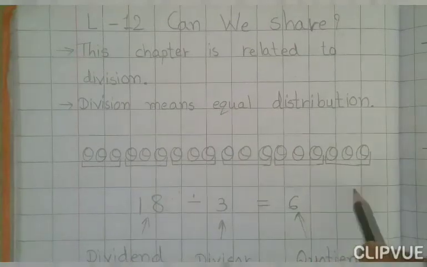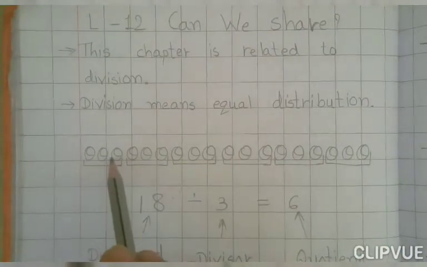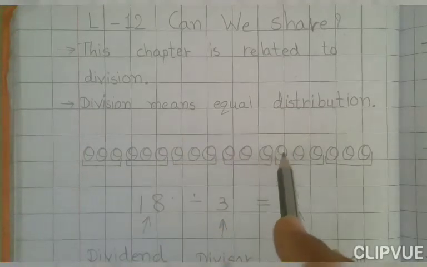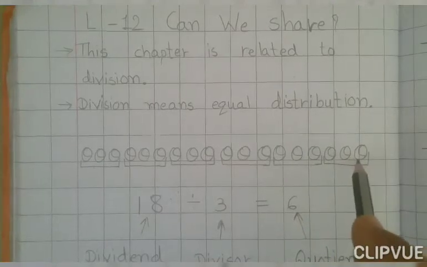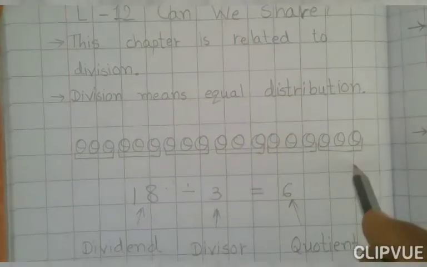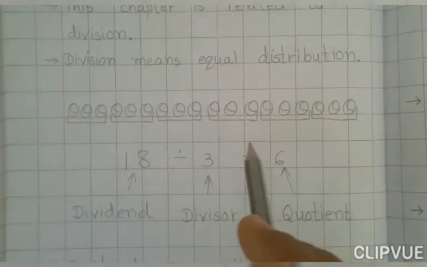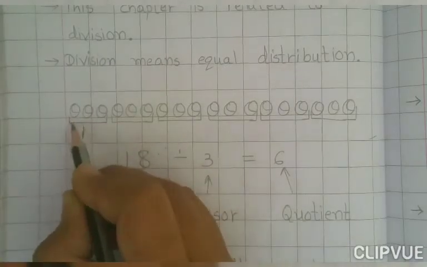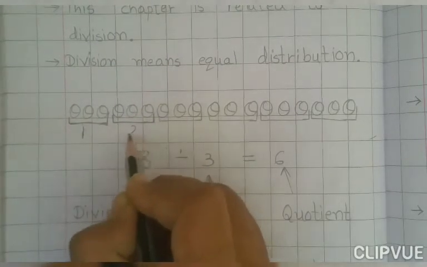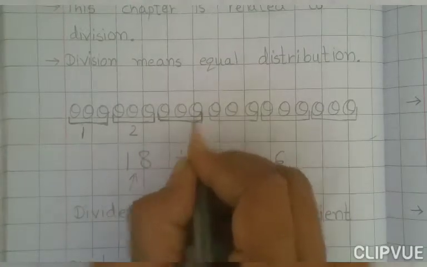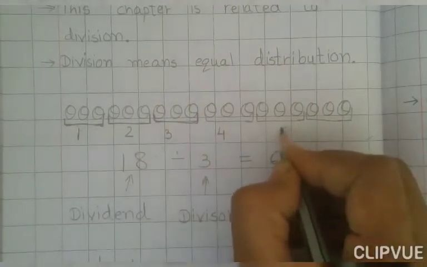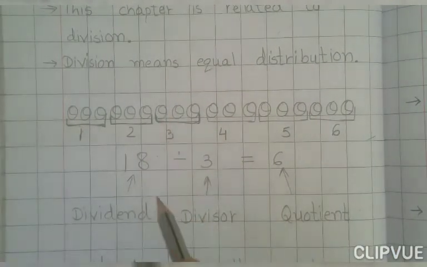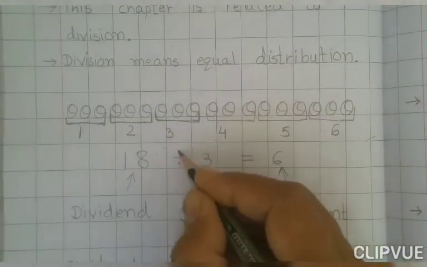Here I have some balls, and these are 1, 2, 3, 4, 5, 6, 7, 8, 9, 10, 11, 12, 13, 14, 15, 16, 17, 18. Here there are a total of 18 balls. If I want to make groups of 3 balls, I have to make one group. Here is one group of 3 balls. This is the second group, this is the third group, this is the 4th, this is the 5th and this is the 6th. So from the 18 balls, in groups of 3 balls, you make 6 groups.